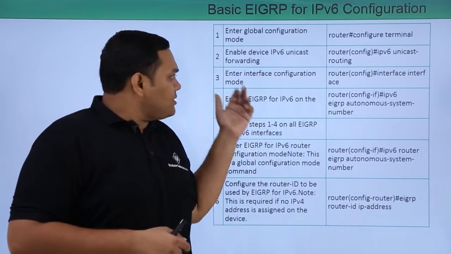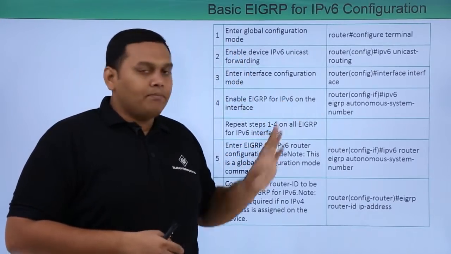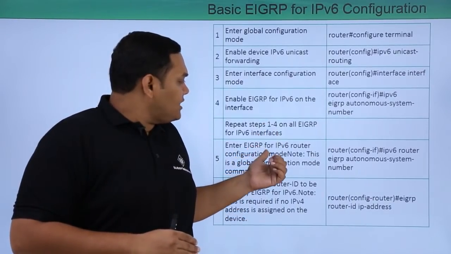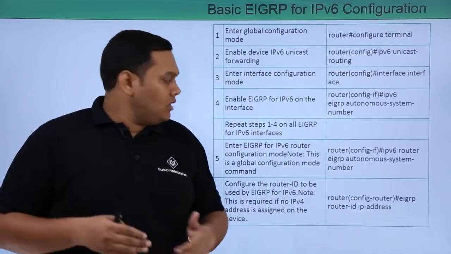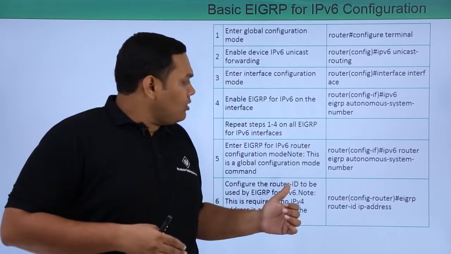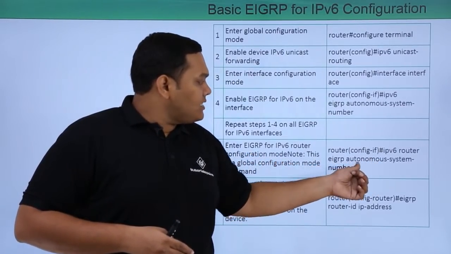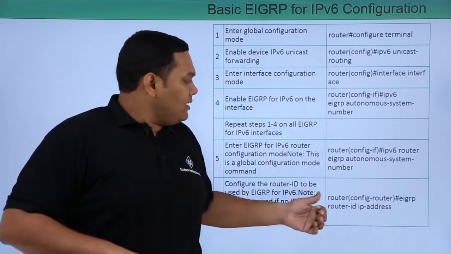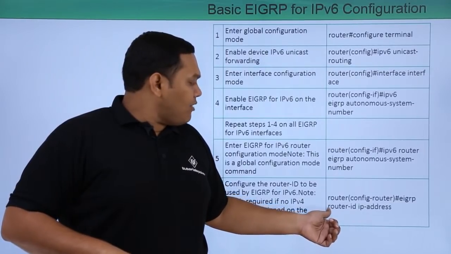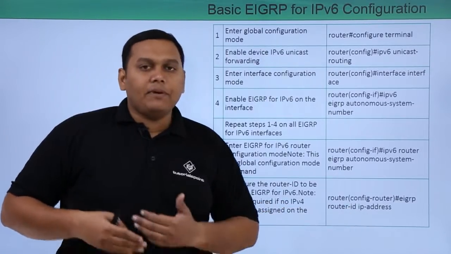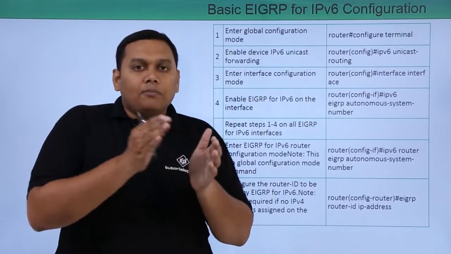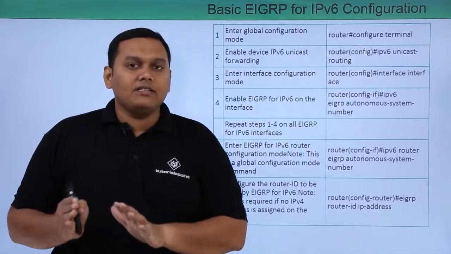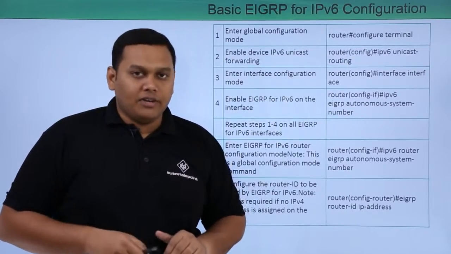Then repeat steps 1 to 4 for all EIGRP IPv6 interfaces. After that, enter the EIGRP IPv6 router configuration mode, and you see here router eigrp, where the autonomous system number is given to each and every interface. Then in router eigrp, we have to provide the router ID and IP address also, so that the complete process of EIGRP is configured on the interfaces for IPv6 configuration.